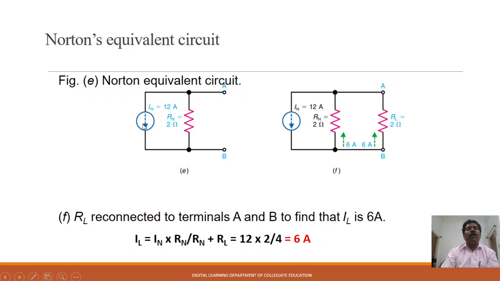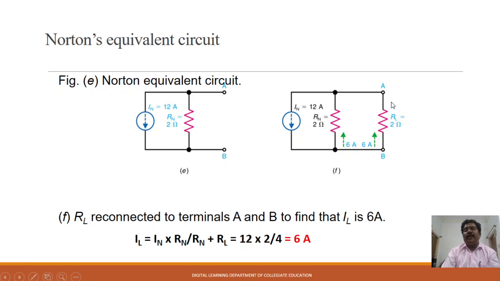Now I am going to draw the Norton's equivalent circuit by taking the current source IN equal to 12 amperes with the parallel resistance Rn, that is 2 ohms, and connecting back the load resistance given as 2 ohms. Once it is connected like this, I have to calculate the load current across AB. IL, the load current, from the main current, is 12 amperes.